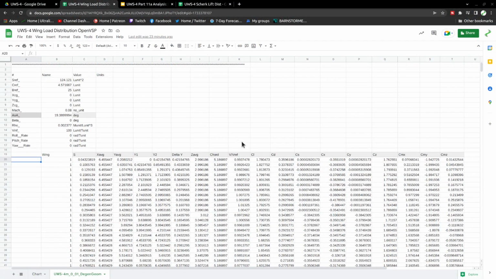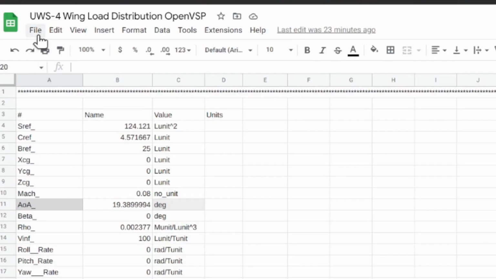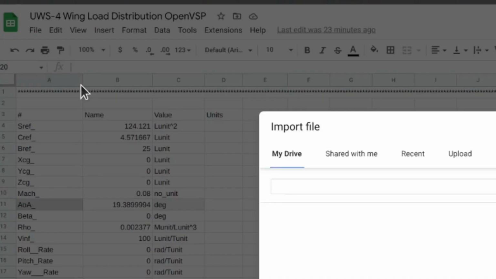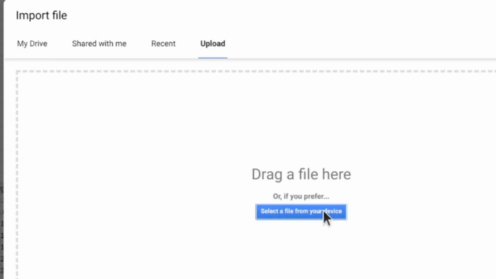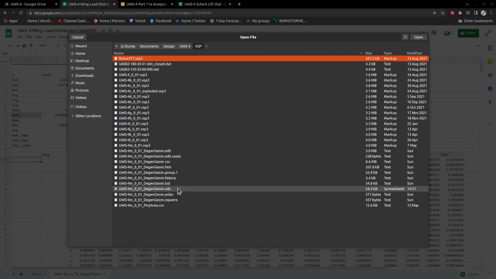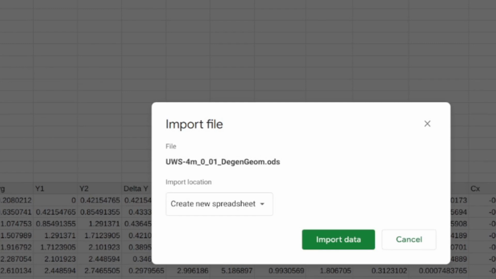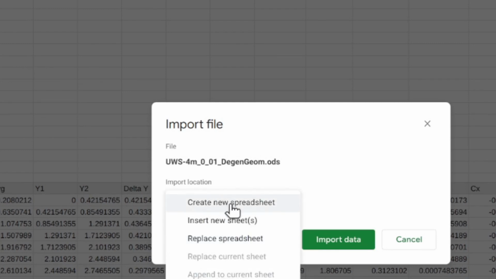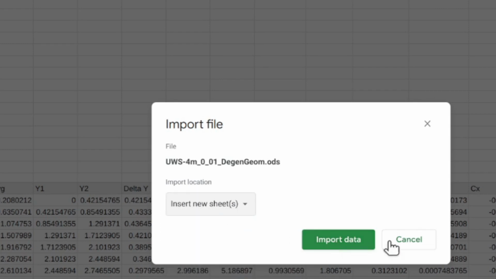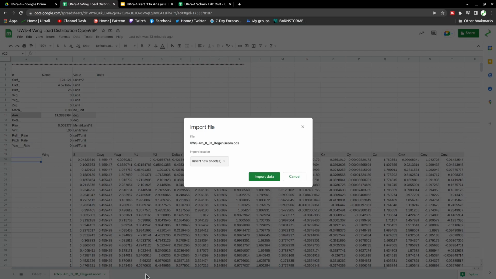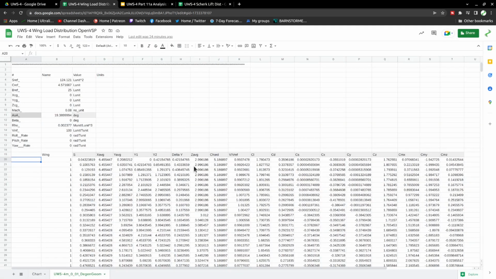Okay, I've now loaded that ODS file into Google, and by the way, to do that, you come up underneath File, you do Import, and then I did an upload, and I selected my ODS file. There's my ODS file. And in this case, I wanted to load it into a separate sheet in the spreadsheet. So instead of saying create new spreadsheet, I say create new sheet and then hit import data. And so it'll create a new sheet down here with that data in it. So that's something you might do if you're trying to compare different angles of attack. You might load each angle of attack in separately.